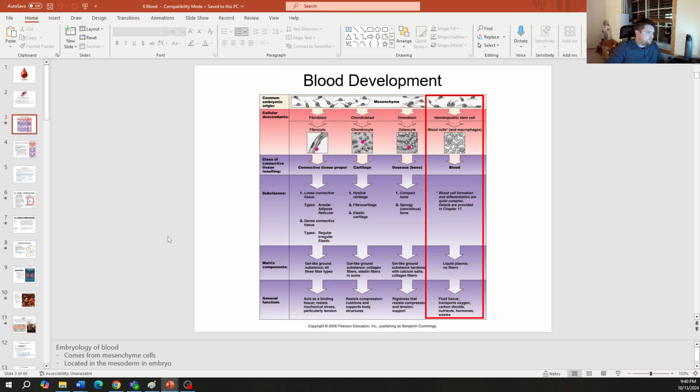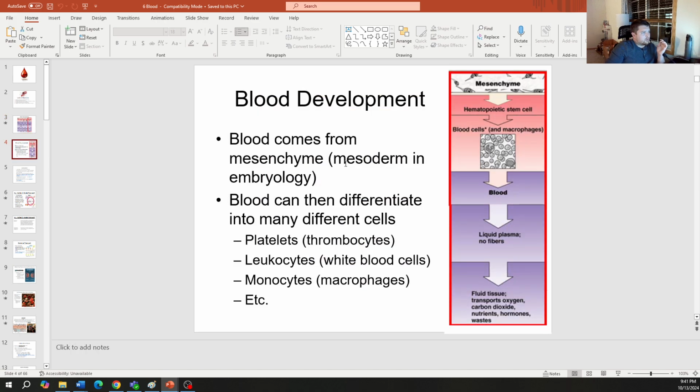So, as with all of our other connective tissues, blood is also coming from mesenchyme. If we stop and think back to our embryology, which of our original 3 layers does the mesenchyme come from? It comes from the mesoderm. So all of our connective tissues are coming from the mesoderm. And with our blood, it comes from that mesenchyme, and we start off with a hematopoietic stem cell.